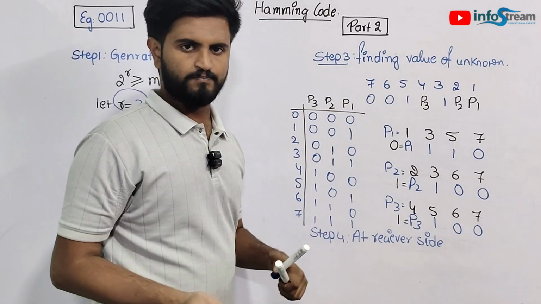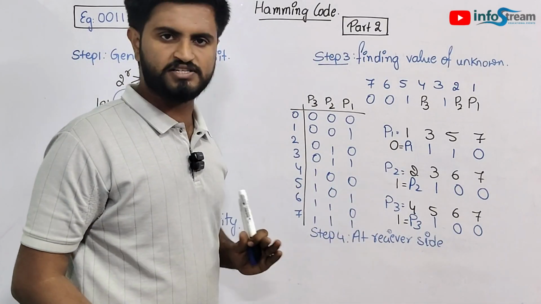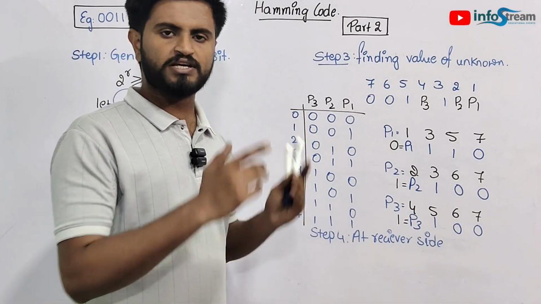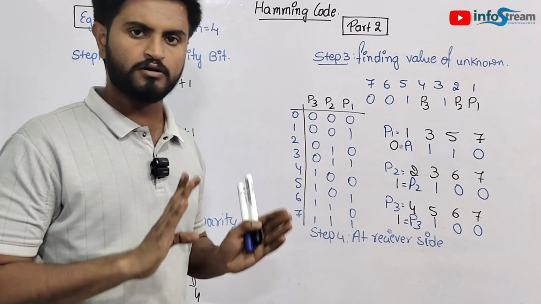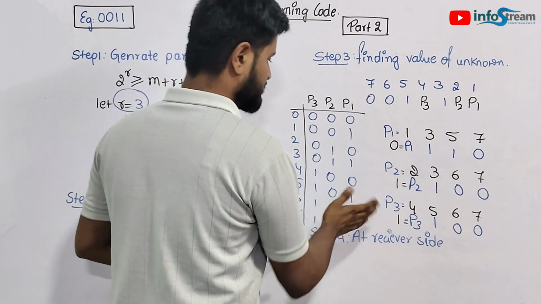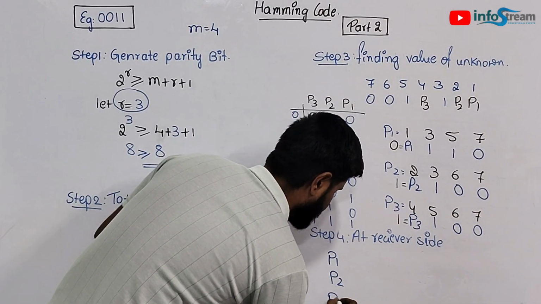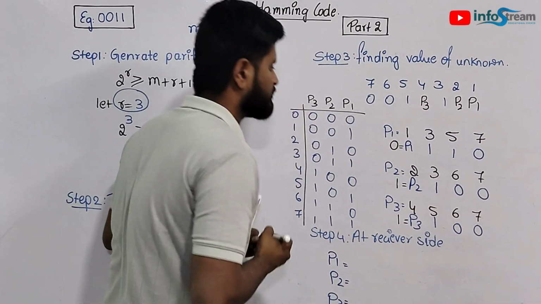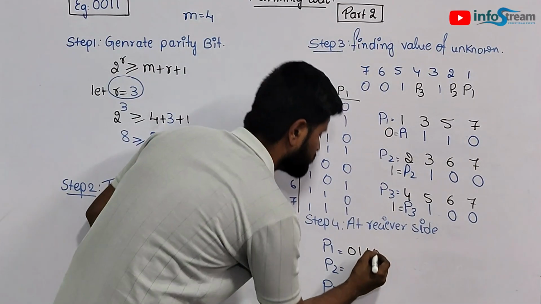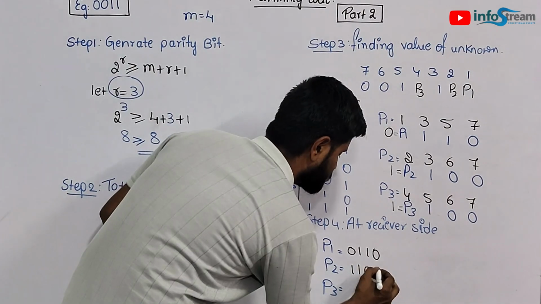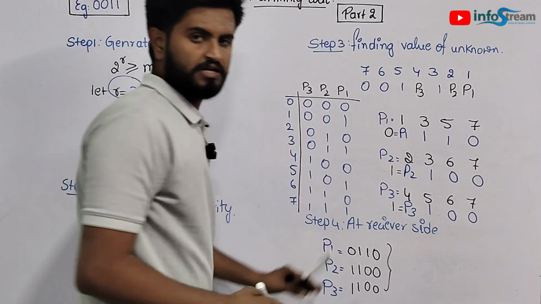These three initial steps which we did here are from the sender side, when we are sending a message to the receiver. The last step is at the receiver side. Here there will be a check whether the message sent from the sender is correctly received at the receiver side or not. So let's write the P1, P2, P3 combinations. What are the P1 combinations? 0 1 1 0. Next P2: 1 1 0 0. P3: 1 1 0 0. So these are received at the receiver side.